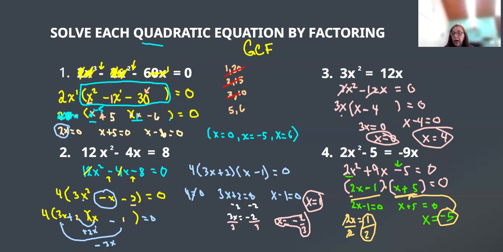If you were to graph this, again, our x squared coefficient is positive, so it's going to be a regular U, a parabola, facing up, and it's going to cross the x-axis at 1/2 and -5. Those are your x-intercepts. Ta-da!